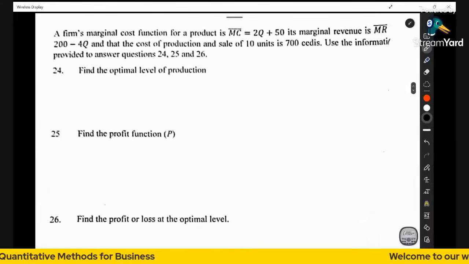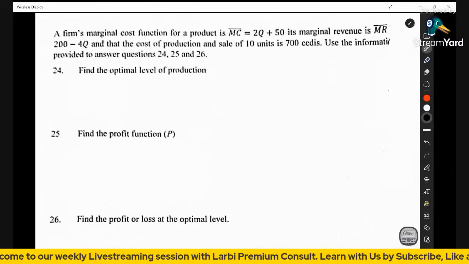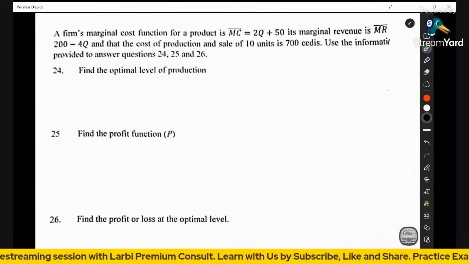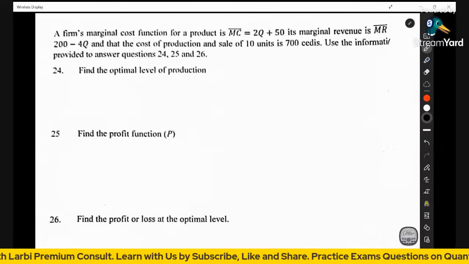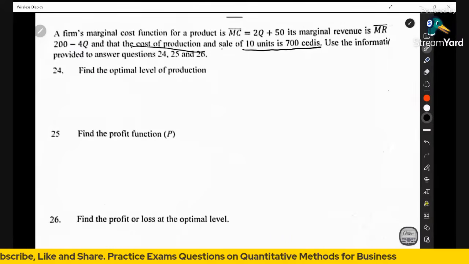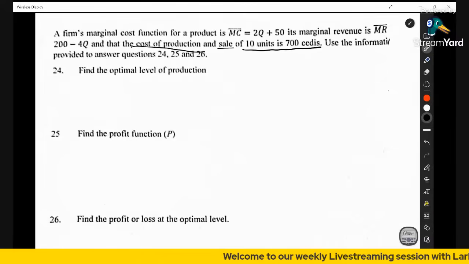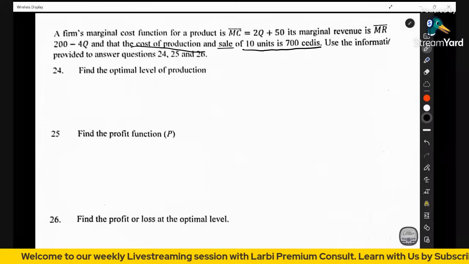A firm's marginal cost function for a product is 2Q plus 50, and its marginal revenue is 200 minus 4Q. And the cost of production and sale of 10 units is 700 cedis. So here is actually information for cost. When the production level is 10 units, the cost is 700 cedis, so we're going to use this for the cost function. Be guided. You have to use this information to provide answers to questions 24, 25, and 26.